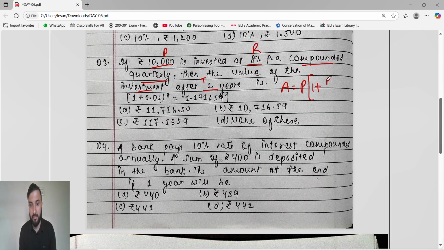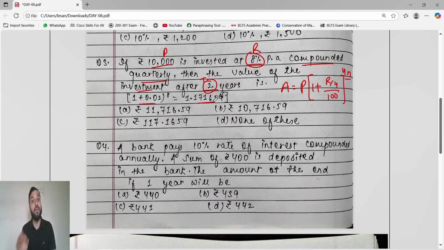The formula is 1 plus R by 4 divided by 100, whole power 4n. So directly substitute. Capital R is 8. So 8 divided by 4 is 2, 2 divided by 100 is 0.02, plus 1 gives 1.02, power 4n. n is 2, so 1.02 power 8. See, they have already given 1.02 power 8.